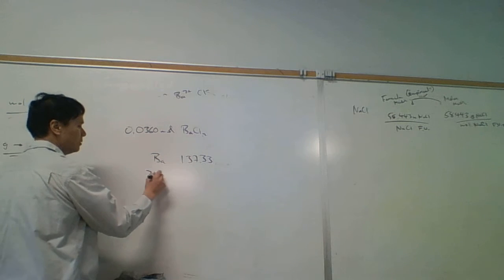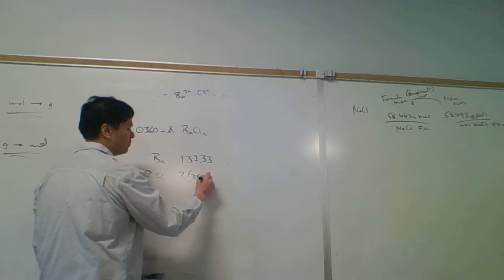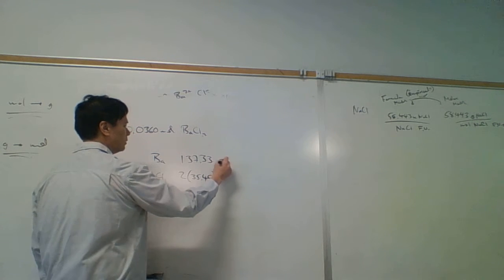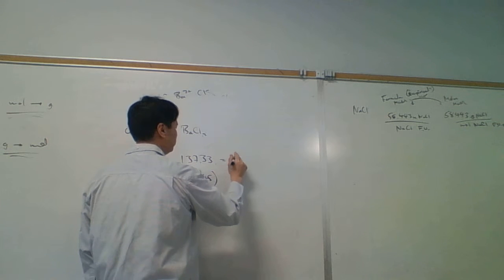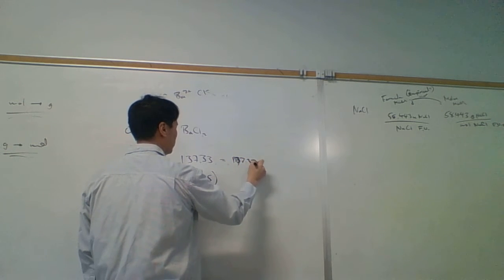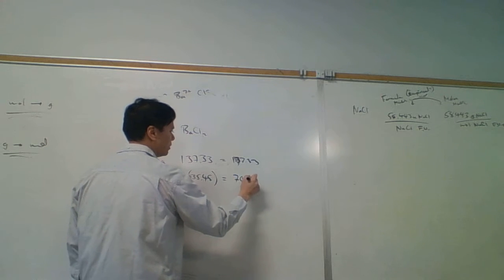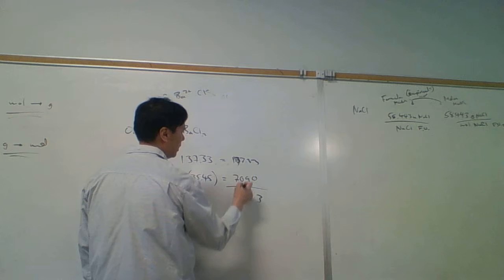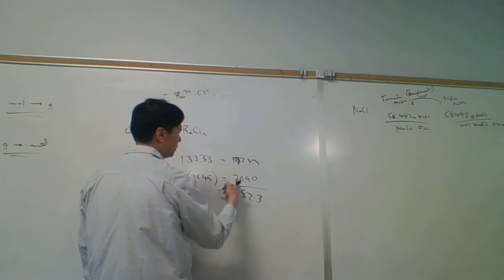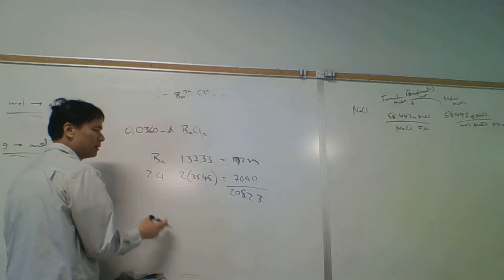Okay, then we have 2 chlorines. Chlorine I actually have memorized because it's very common, 35.45. And so this is going to give me 137.33, and then 2 times 35.45 is 70.90. So this is 208.23. Now I can put the units.